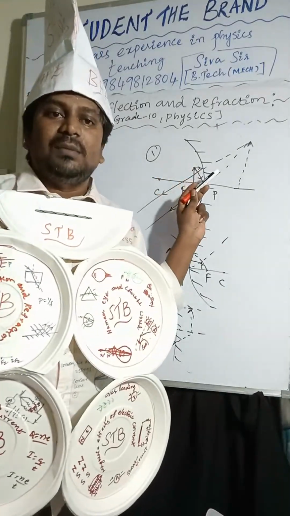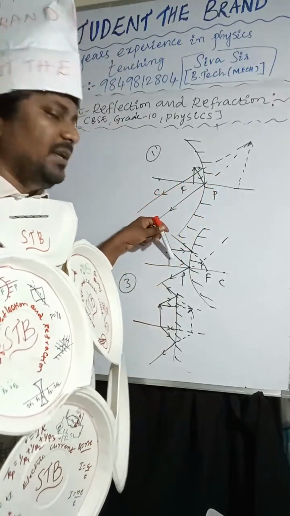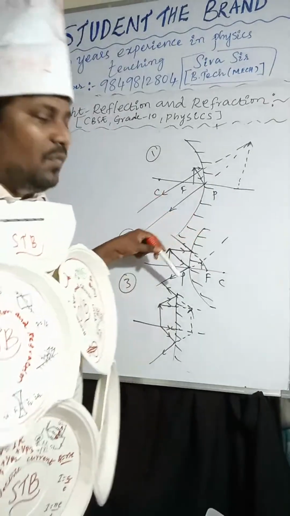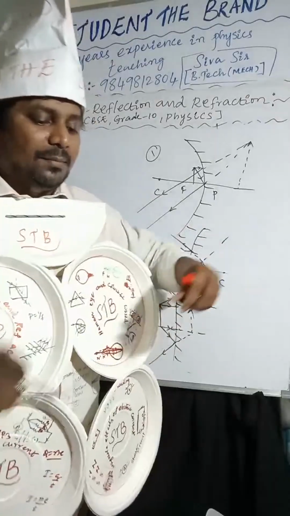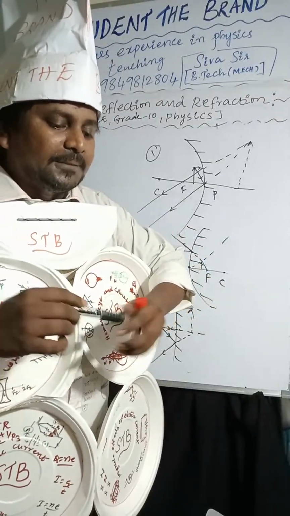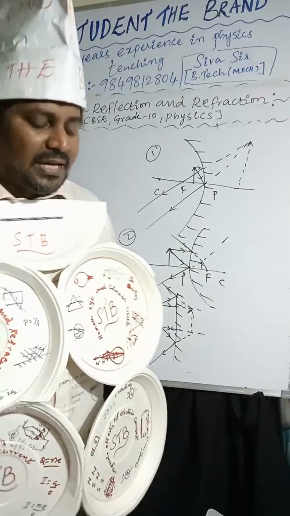So if the virtual image is enlarged, then it is a concave mirror. If the virtual image is diminished, that is a convex mirror. If the virtual image is the same size, that is a plane mirror. By this we can understand.